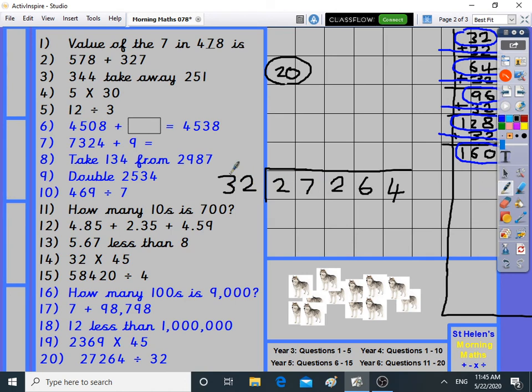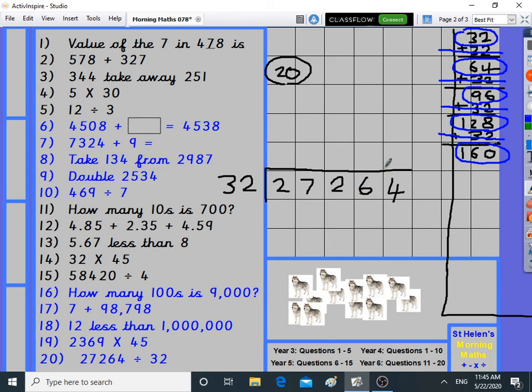So now we do this like the bus stop method normally, because we have our 32 times table. How many 32s fit into 2? Definitely none, because 32 is far too big. How many 32s fit into 27? Again, none, because 32 is still too big, so we have to carry the 27.